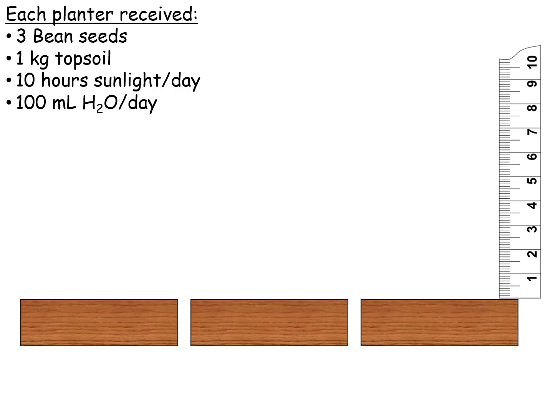All right, so this next part is just an understanding check. So these wooden things or these brown things at the bottom are supposed to be planters for plants. So each planter is going to get 3 bean seeds, 1 kilogram of topsoil, the same kind of topsoil, 10 hours of sunlight per day, and 100 milliliters of water per day. Into the first planter, we're not going to have any fertilizer. And into the second planter, we're going to put 5 grams of fertilizer A, and into this last planter, we're going to put 5 grams of fertilizer B.